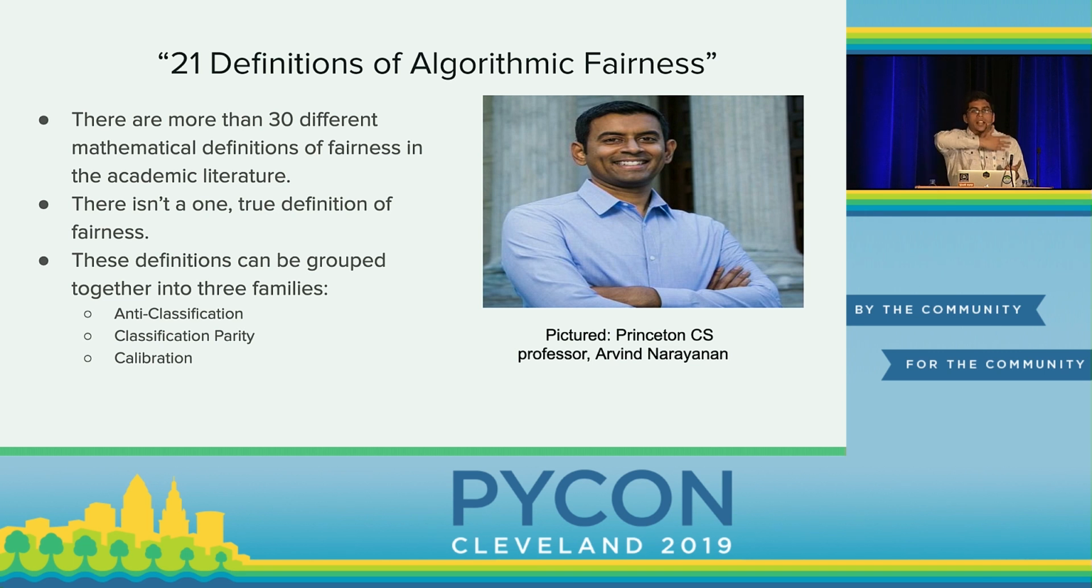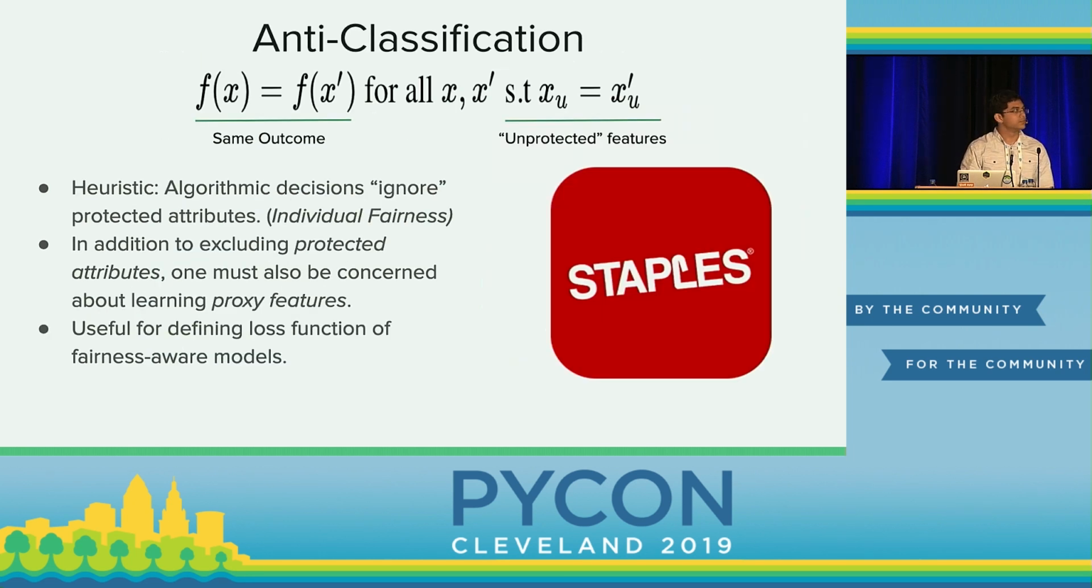What was considered fair 50 years ago is not what we consider fair now, and what we consider fair 50 years from now will be different from what we consider fair today. But these 30-some definitions of algorithmic fairness can be broken down into three big groups: anti-classification, classification parity, and finally calibration. And I'll just give a quick warning: this is where the talk gets a bit more technical and mathematical.